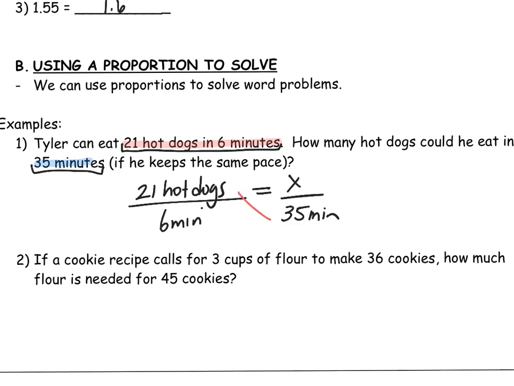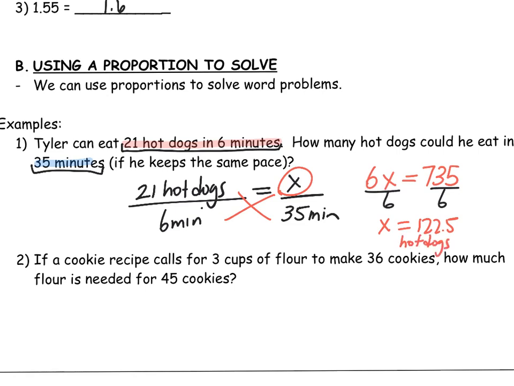So you're going to take 21 times 35 and 6 times x. Normally I start with where my variable is. So x times 6 is 6x, and 21 times 35 is 735. And then we divide by 6 to solve. So I end up with 735 divided by 6, which is 122.5 hot dogs. So 122 hot dogs essentially, but 122 and a half hot dogs is what he can eat.